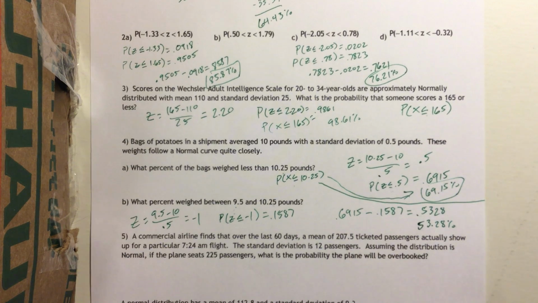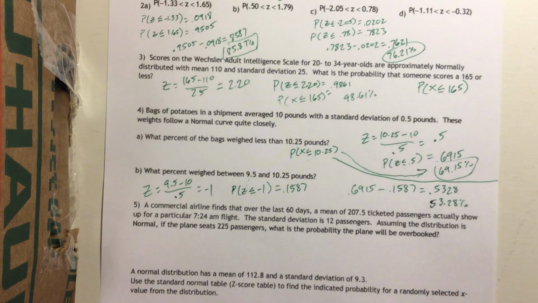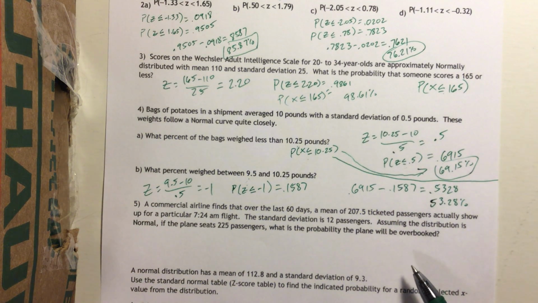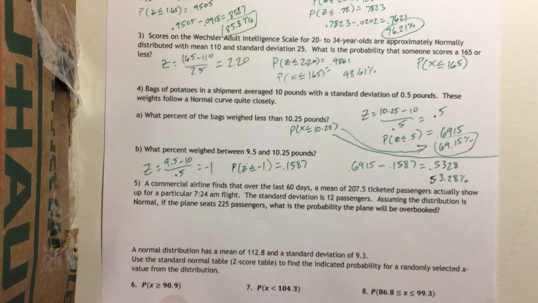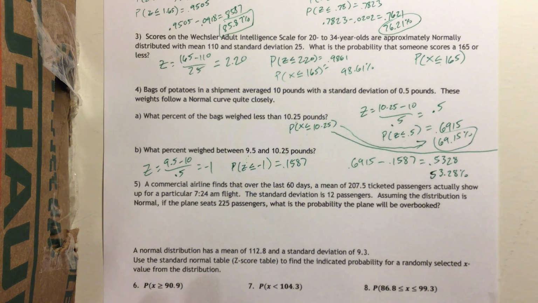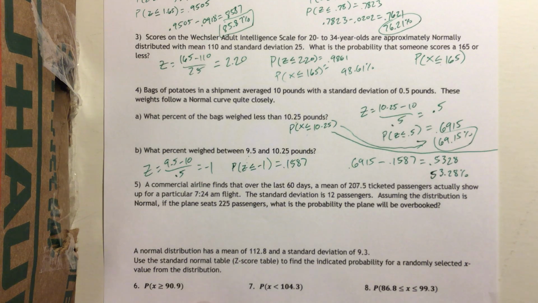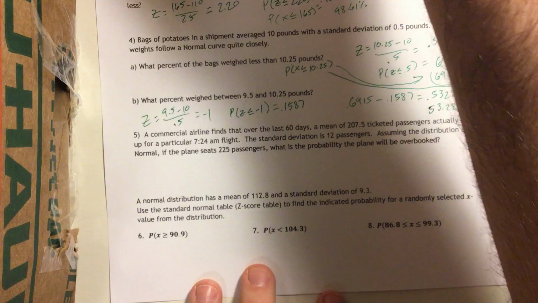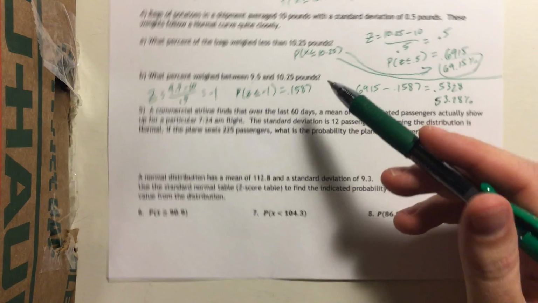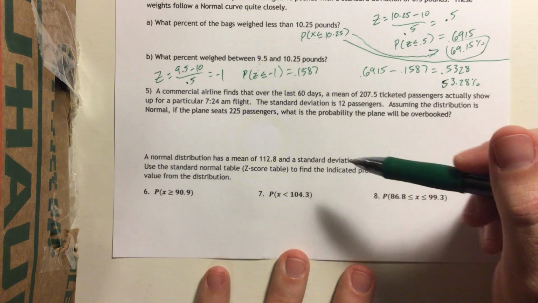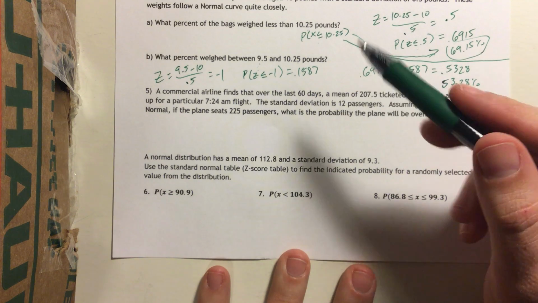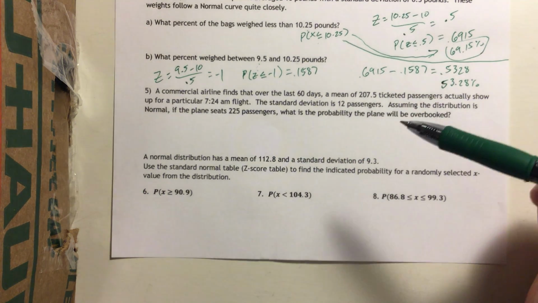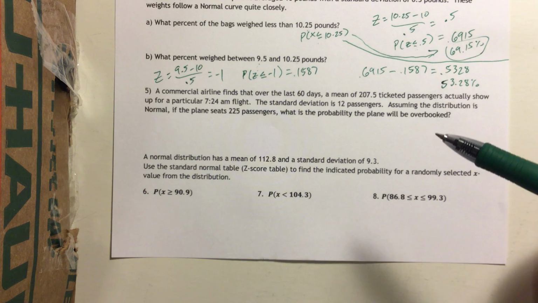All right. I'm going to skip over number 5. I'll have that one worked out on the sheet, so you'll be able to see that. And I want to do number 6 down here, and then I'm going to stop from the homework. A normal distribution has a mean of 112.8 and a standard deviation of 9.3. Use the standard normal table to find the indicated probability for the randomly selected x value.